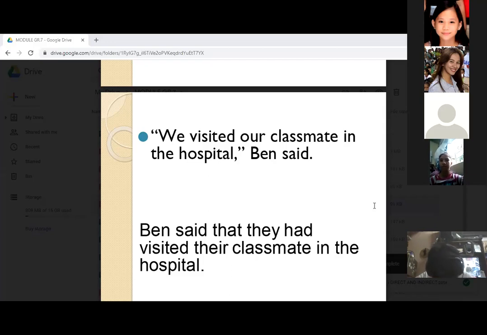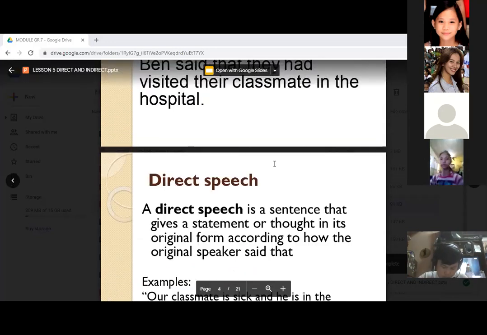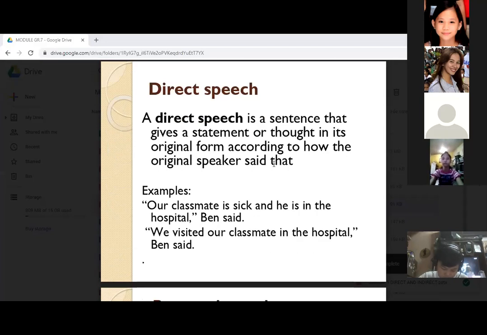Okay, so now what are we going to do? What we are going to do is to understand how we are able to convert a direct speech to indirect. We should not only know what direct and reported or indirect speech are, we also need to know how to convert it. So now let's try to convert. But before we convert, let's have the meaning.